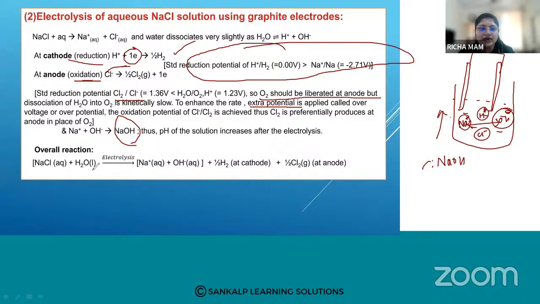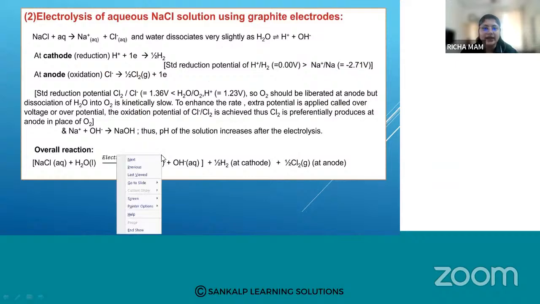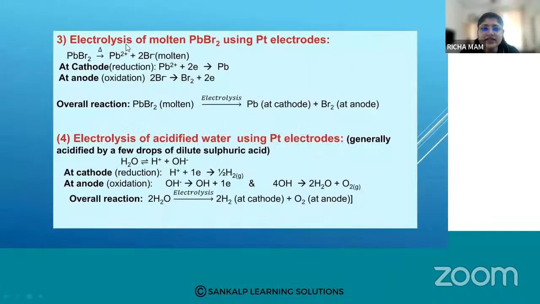So what is the overall reaction? There is a presence of water. Some of the H plus ions combine with OH and form water, and there is NaCl. When this NaCl combines with water, it gives you Na plus and OH minus ions, plus half H2 at the cathode and half Cl2 at the anode. So this is the electrolysis of aqueous NaCl solution. This is the difference between the molten and the aqueous.